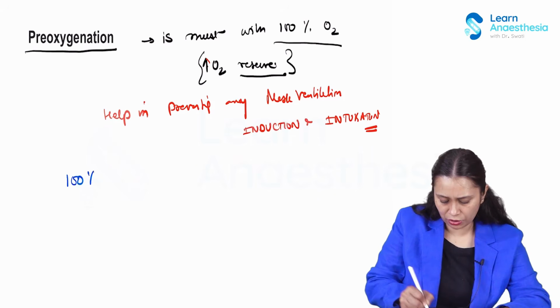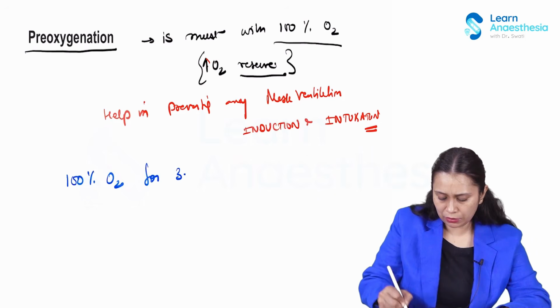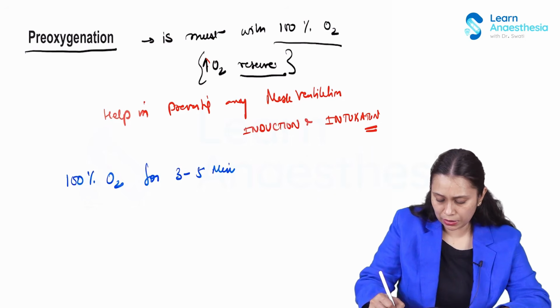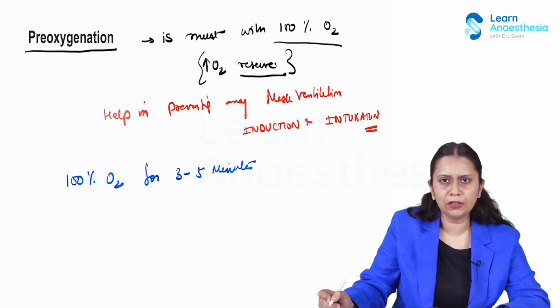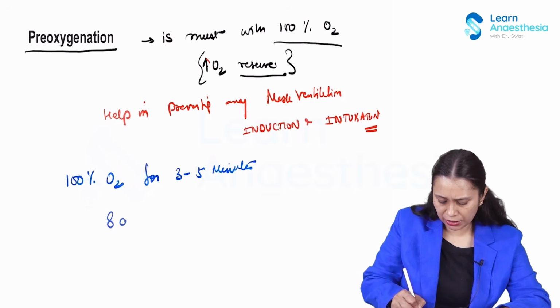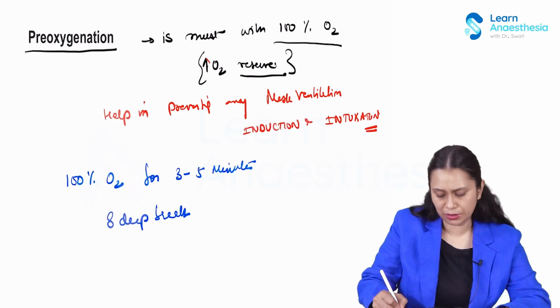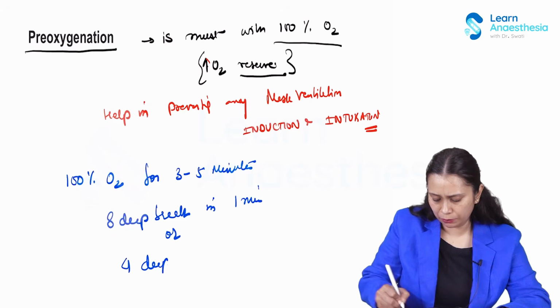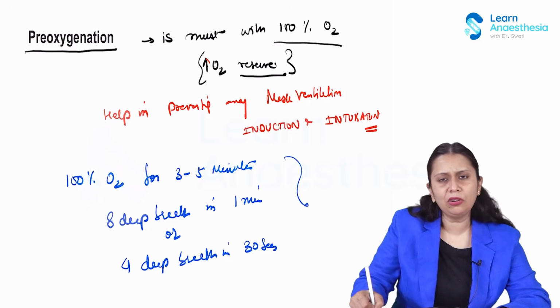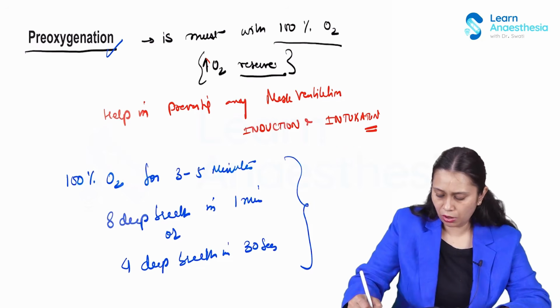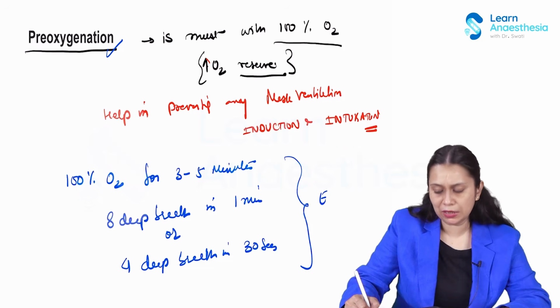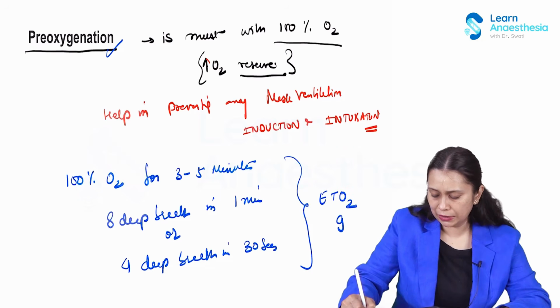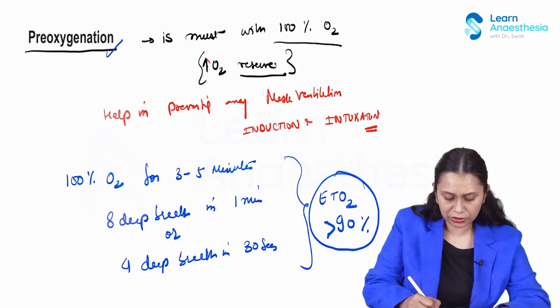So we give the patient 100% oxygen for 3 to 5 minutes, and ask the patient to take normal tidal volume breathing, or we ask the patient to take 8 deep full vital capacity breaths in 1 minute, or we ask the patient to take 4 deep breaths in 30 seconds. Now the target of pre-oxygenation is an end tidal oxygen concentration above 90%. So this is the target of pre-oxygenation. Okay, so pre-oxygenation is mandatory.